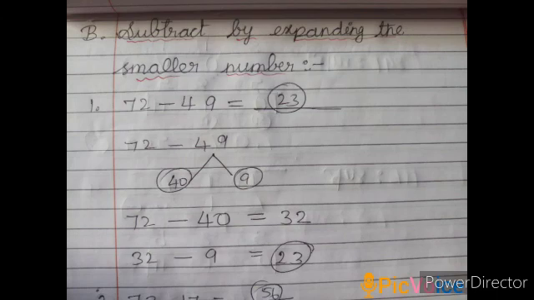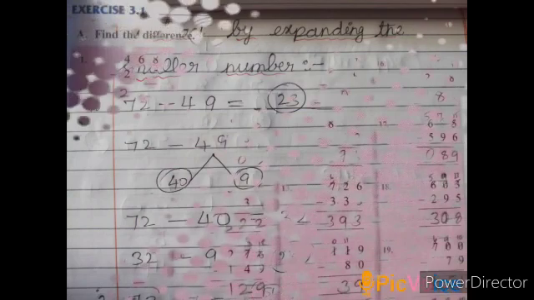Listen children, the smaller number we have to split it into 2, and the whole number what you get is 40. First thing is you have to subtract with the 40, then one answer you will get. That same answer you have to take it once again, then do the subtraction of next step. We'll get the answer 23. 72 minus 49 is equal to 23.